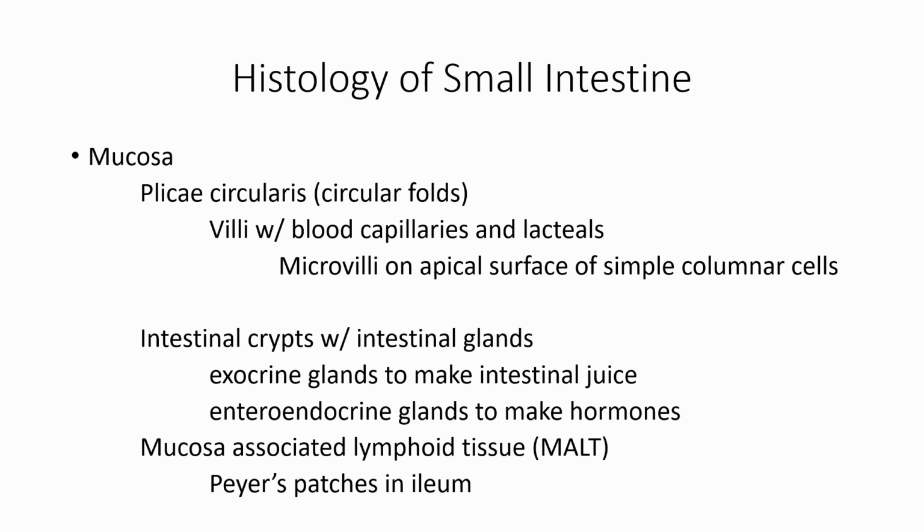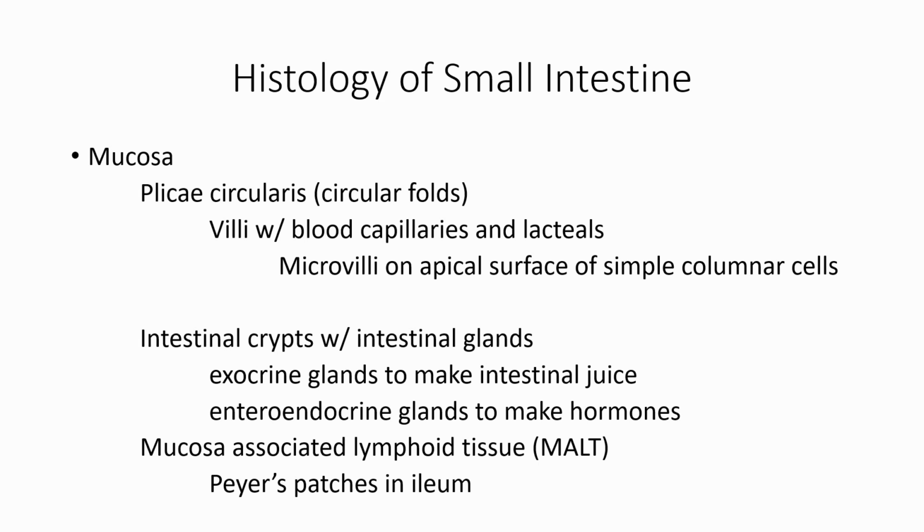If we take a look at the histology of the small intestine, in the mucosa we have these plicae circulares, these circular folds. We have all these villi and microvilli. The villi are going to have blood capillaries and lacteals inside of them. So we have both the circulatory system and the lymphatic system extending up into the villi. And then on these villi we have even smaller projections called microvilli, which are on the surface of these simple columnar cells.